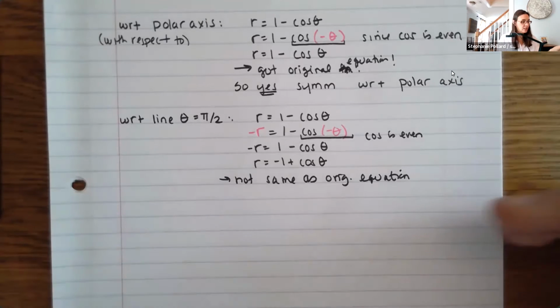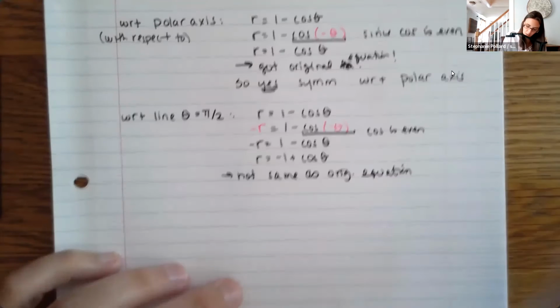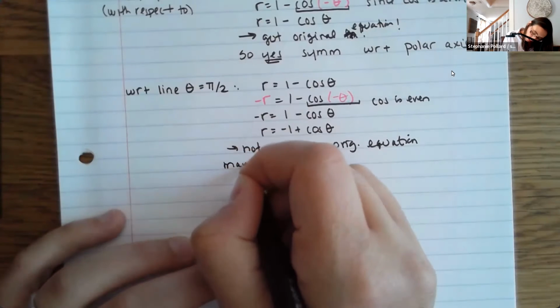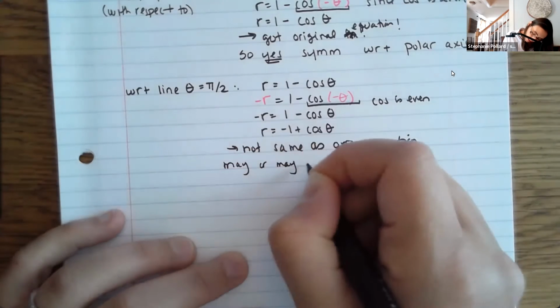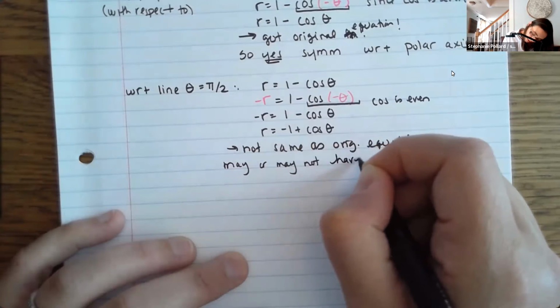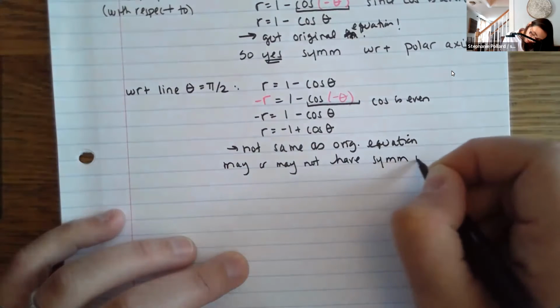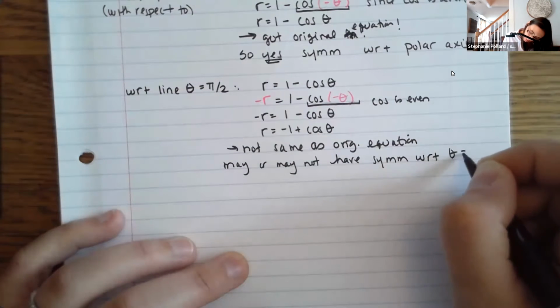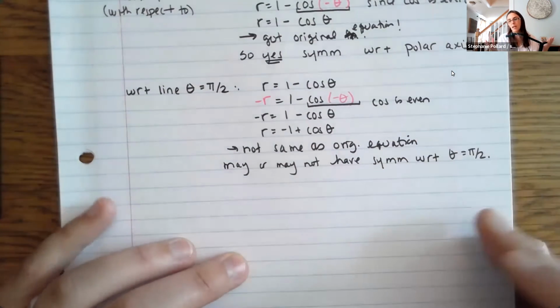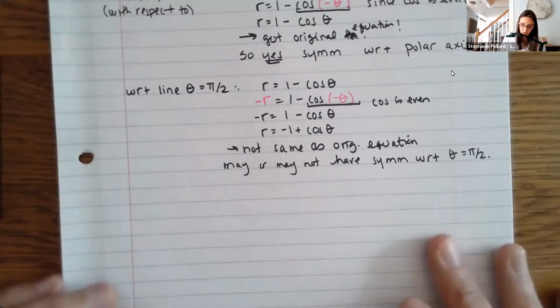So in this case, because we did not get the original, basically you may or may not have symmetry with respect to the line theta equals pi over 2. So it just doesn't tell us anything. So we're going to move on.